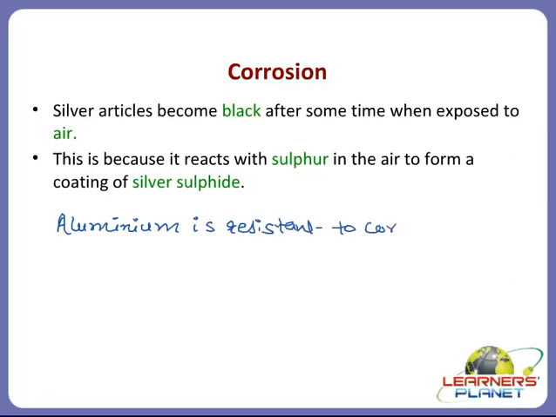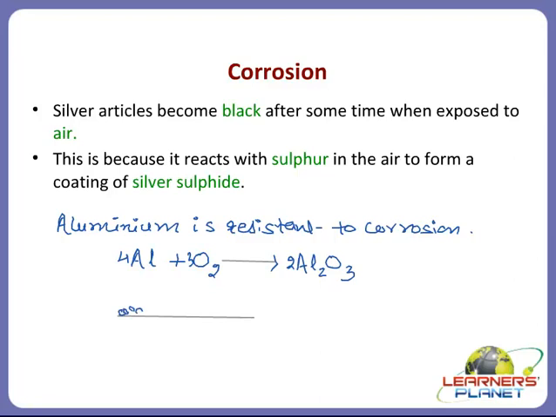Why is aluminium resistant to corrosion? What happens is that aluminium reacts with oxygen of air and it forms a layer of aluminium oxide. So a layer of aluminium oxide is formed. Now this is a protective layer which is formed over aluminium metal. Suppose this is your aluminium metal. This reacts with oxygen, forming a layer of oxide here. This is an oxide layer.